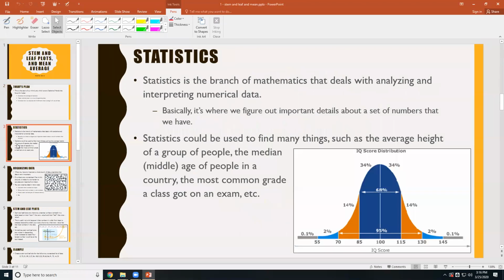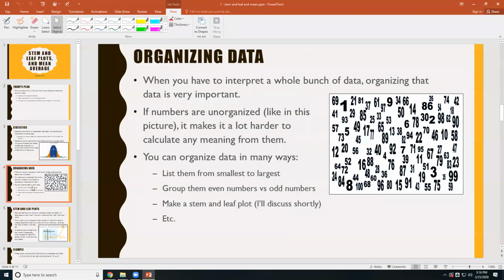Anyway, let's get going. So statistics. Statistics is the branch of mathematics that deals with analyzing and interpreting numerical data. So basically, just in plain English, it's where we figure out important details about a set of numbers that we have, right? So in other words, things like average, for instance. So statistics could be used to find many things, such as the average height of a group of people, the median, or in other words, middle age of people in a country, the most common grade a class got on an exam, etc., right? So just interpreting information from numbers.